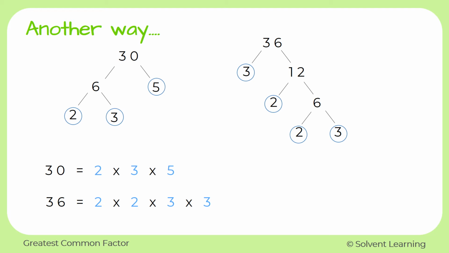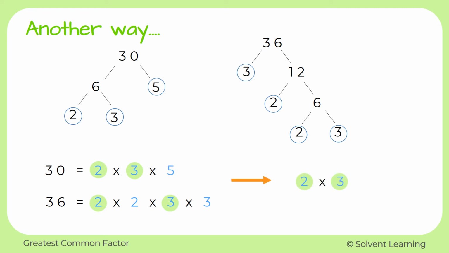Now the next thing that we need to do is look to see which prime factors they have in common. Both numbers have a 2 and a 3 in common. Now even though 36 has two 2s and two 3s, since 30 only has one 2, we can only count that one number 2. And it also has just one 3, so we can only count one of those 3s as well. So the only numbers that they really have in common are a 2 and a 3.